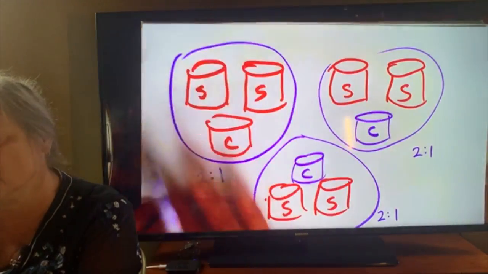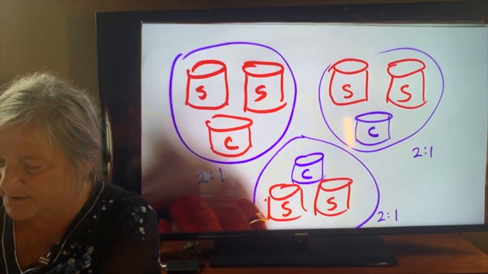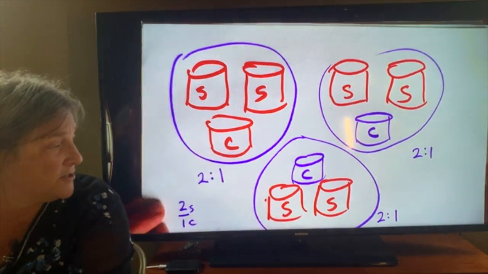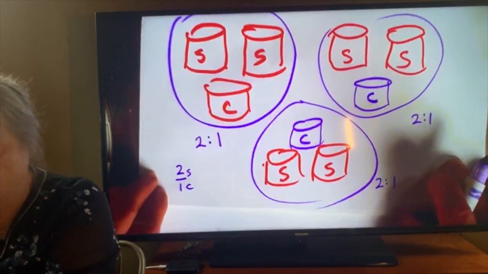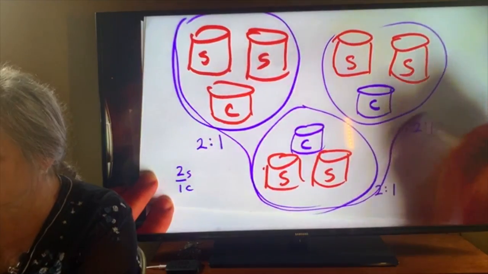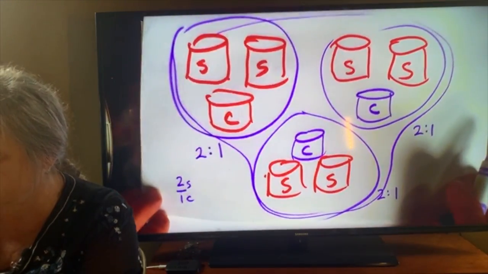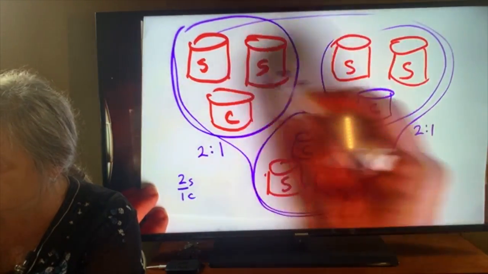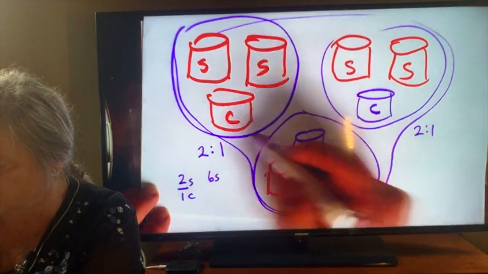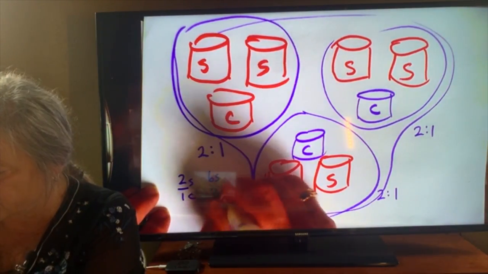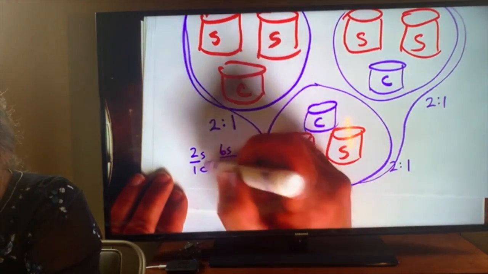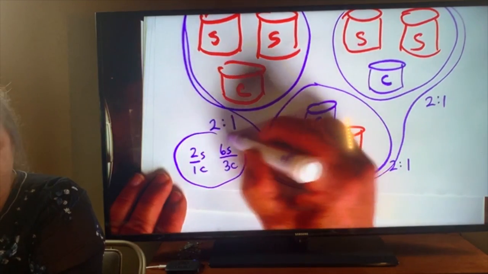But if we wanted to make this whole batch, the first one is 2 to 1, sauce to crushed. Can you see that up there? And then the whole thing, let's look at this whole thing here. We really have 2, 4, 6 cans of sauce and 1, 2, 3 cans of crushed. And then you can look at this and wonder, what does this mean?